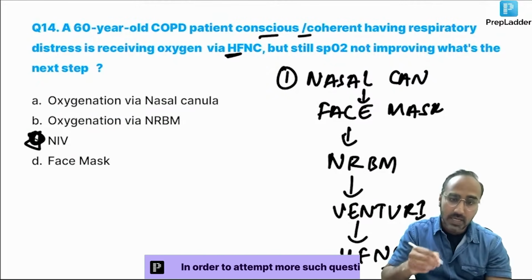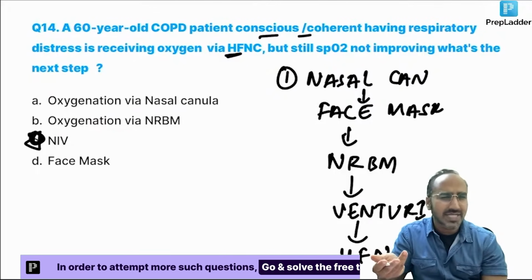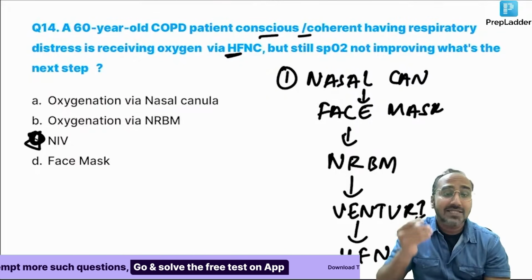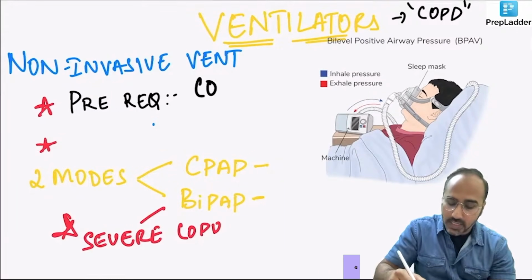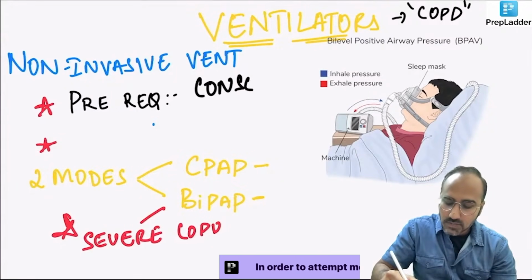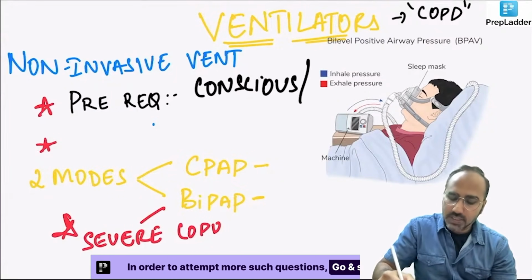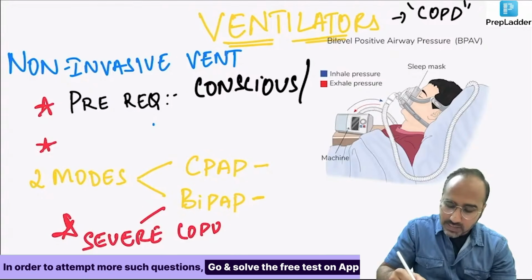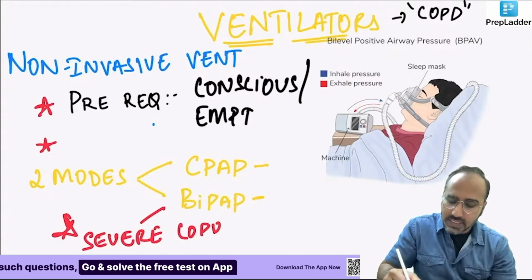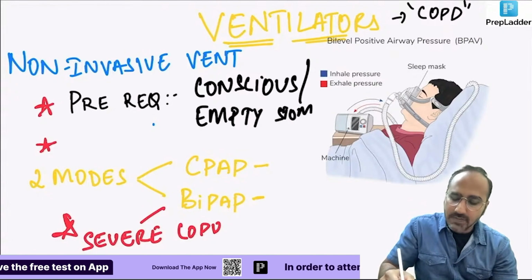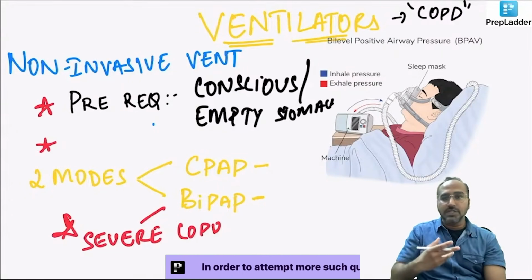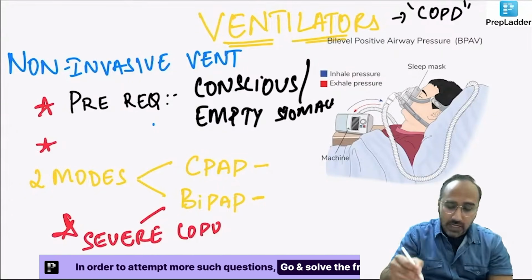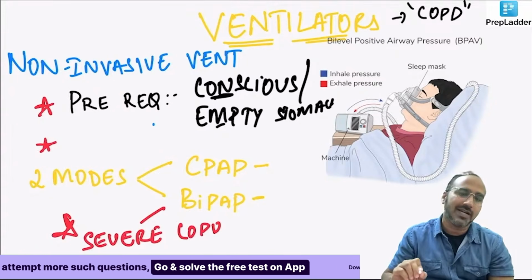Very, very important. NIV has two modes, BiPAP and CPAP, but these are used for patients who are conscious and coherent, as well as the patient should be on an empty stomach. If the patient is full stomach and you put an NIV mask, then what will happen? If he is drowsy, he will aspirate. So the vital prerequisite is what, guys? Conscious, coherent, and empty stomach.